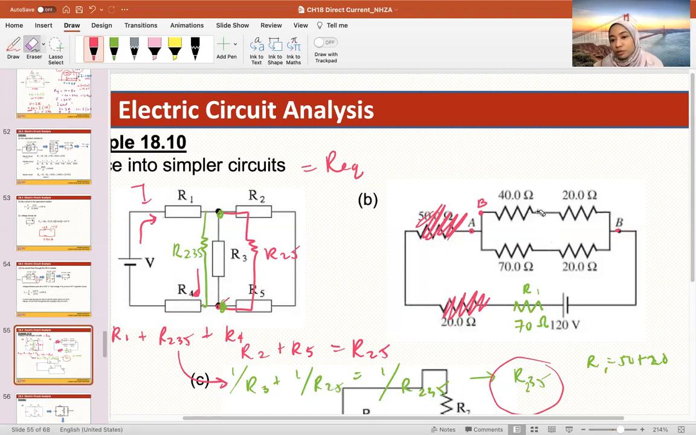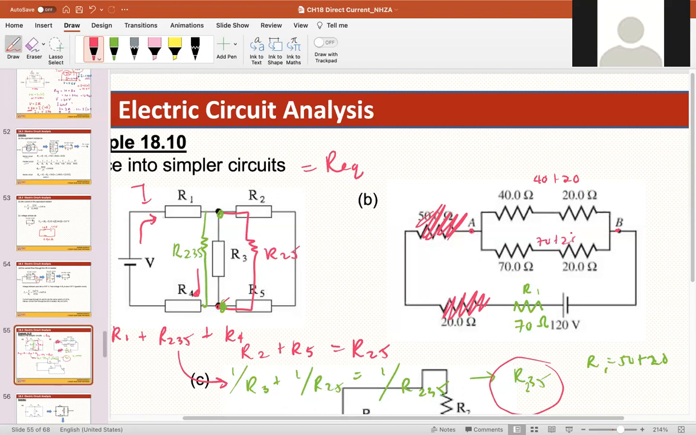Okay, Hajar, try again. So 40 and 20, are they in series or are they in parallel? 40 and 20 series. Series, okay. What about 70 and 20? They are in series. Series, okay. What about 60 and 90? So this is 90 and then this is 60. 60 and 90, are they connected by the same dots on the side? Yes. Okay, that's parallel. So thank you, Hajar. So now they are in parallel.